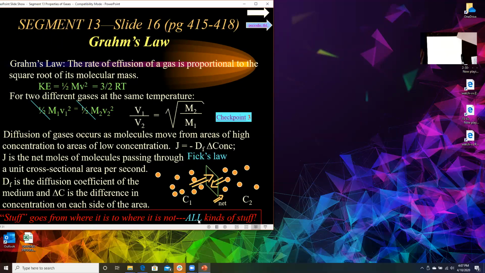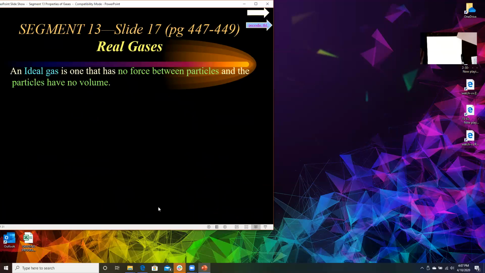And that means all kinds of stuff. It means concentration of HCl on one side of a membrane and concentration of HCl on another side of a membrane. It means gaseous CO2 and gaseous CO2. It means heat, joules of energy on one side and joules of energy on another side. Every kind of stuff follows Fick's law. You'll learn more about that in physical chemistry if you make it to that.